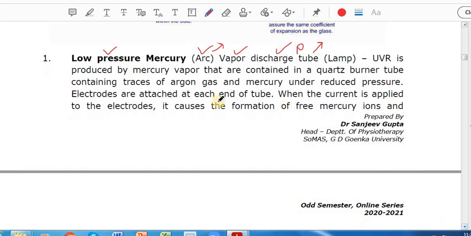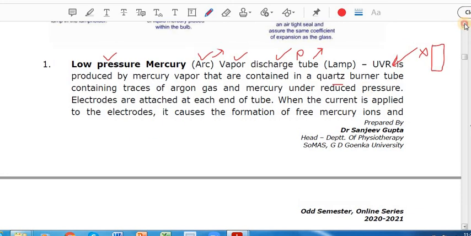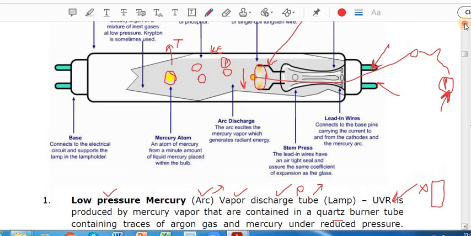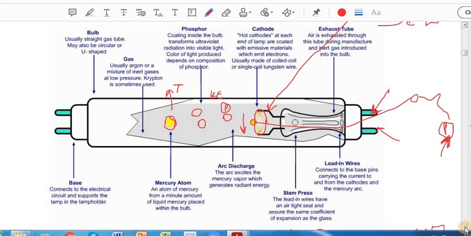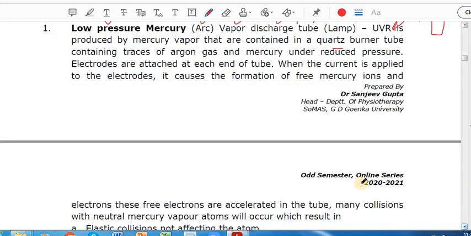Now you know that UVR is produced by mercury vapor that is contained in a quartz burner. Now you know radiations of UV type, the UVR, cannot travel through common glass. They get absorbed by the common glass, so they cannot travel through the transparent normal glass. So they need a special substance through which they pass. For that we have this quartz. So this whole thing is a quartz. Wherever you have seen a bulb, this is a quartz bulb. These bulbs are not simple glass bulbs, they are quartz bulbs.